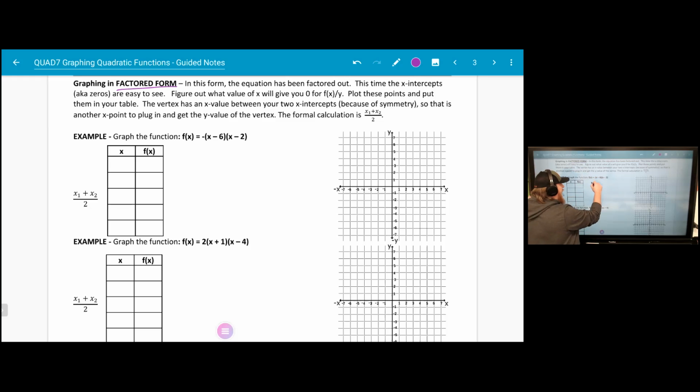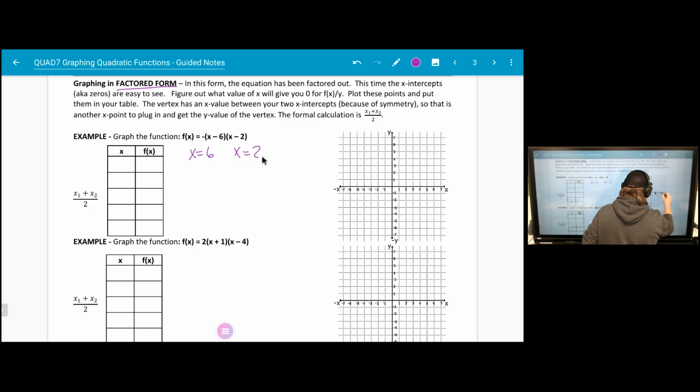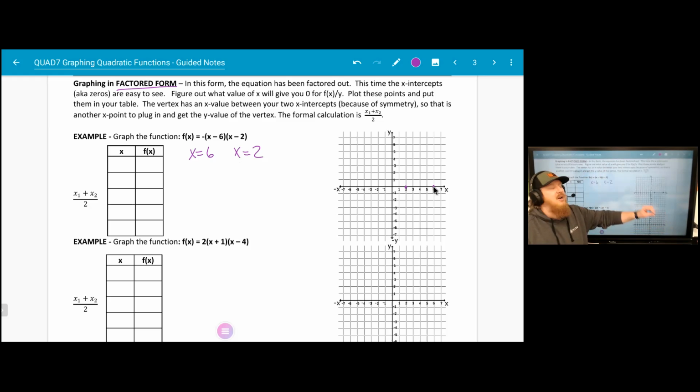Our first one here, x equals 6, that's our first 0, right? If I'm solving for it. Our second one would be 2. So we've got (2, 0) and (6, 0). We know those as our y-intercepts. I'm sorry, our x-intercepts, because that is where y is 0. We set them equal to 0 and solve.